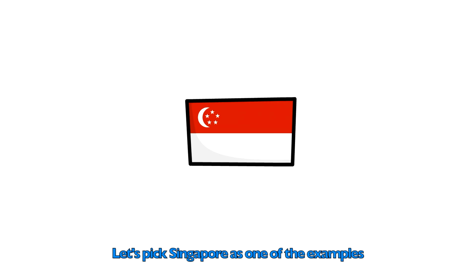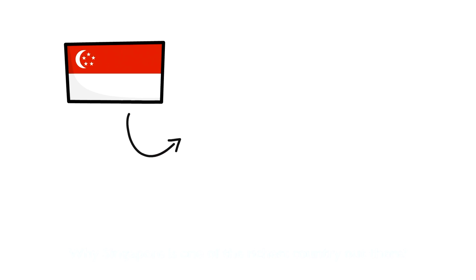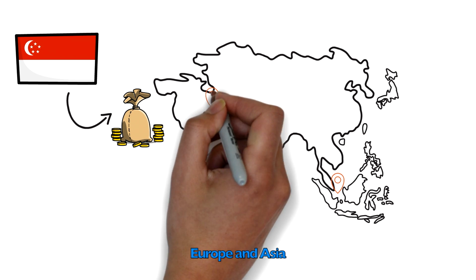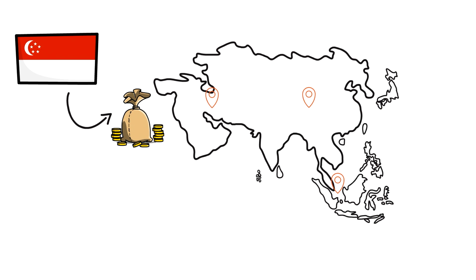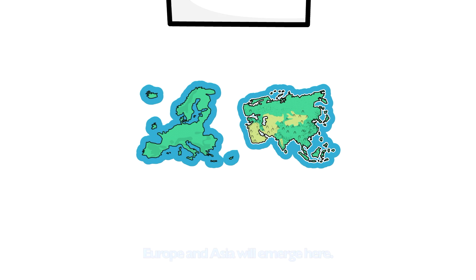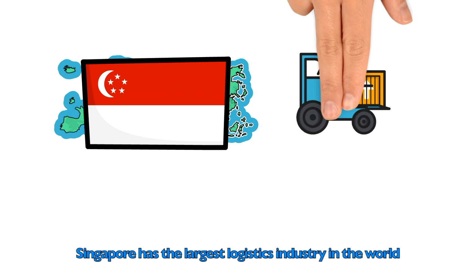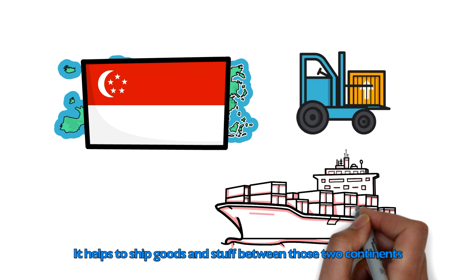Let's pick Singapore as one of the examples. Why is Singapore one of the richest countries out there? First, we need to know that the position of Singapore is in between Europe and Asia. This implies the economic impact of Europe and Asia will emerge here. That is also the reason why Singapore has the largest logistics industry in the world. It helps to ship goods between those two continents.